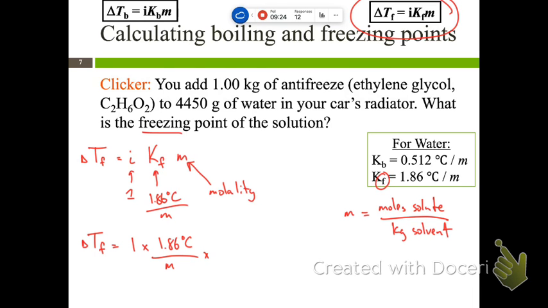If you write this out, do we know the molality of this solution? Do we know the moles of solute? Do we know the kilograms of solvent? Almost. Do we know one of them? How many kilograms of solvent do we have? 4.45. But we don't know the number of moles of our solute. Can we find that? How do we find that?